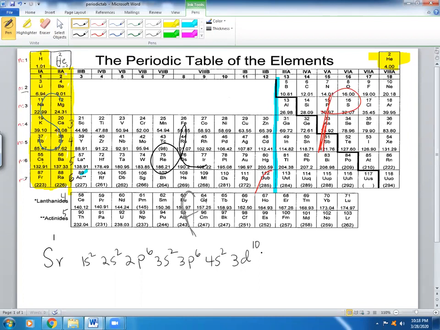And you have 6. 4P6, 1, 2, 3, 4, 5, 6. And then over here, that's a 5. S2.